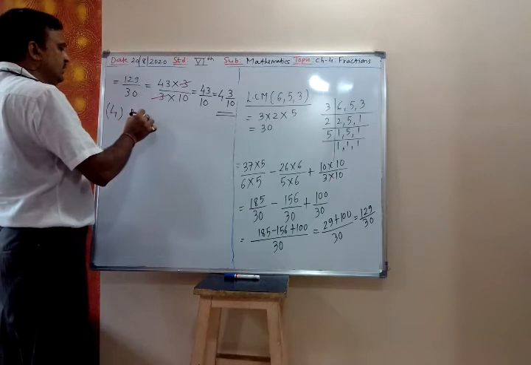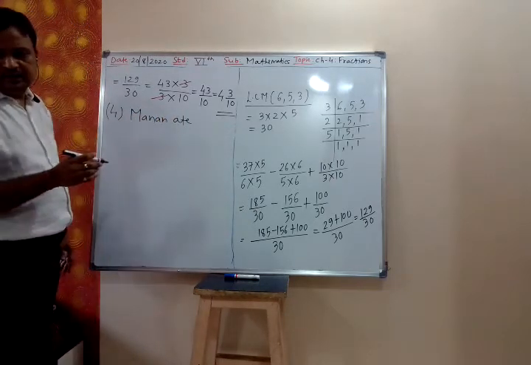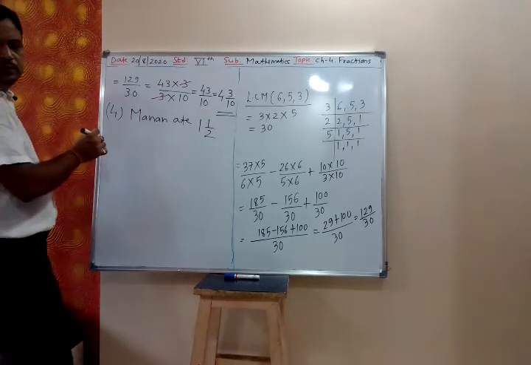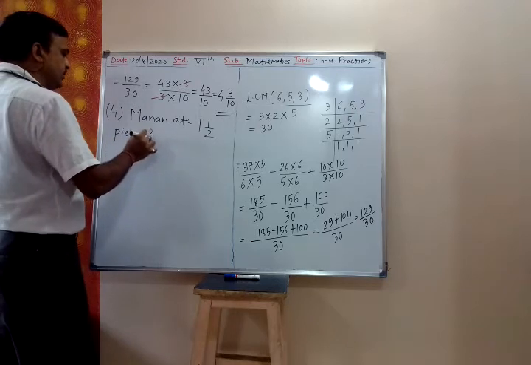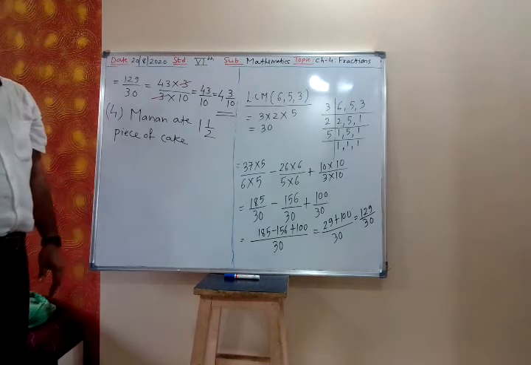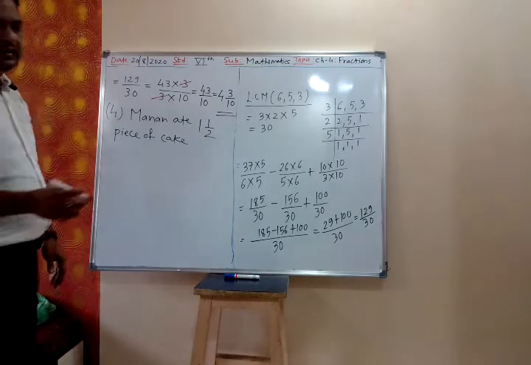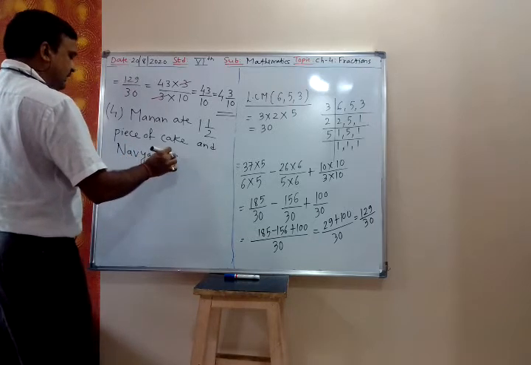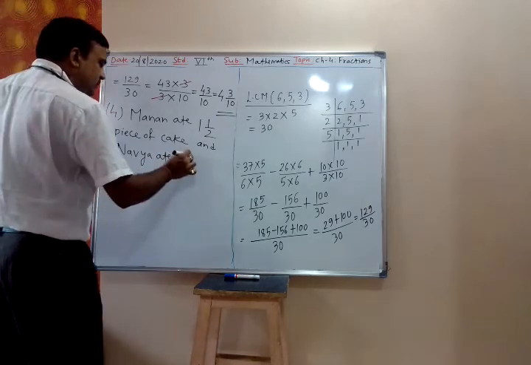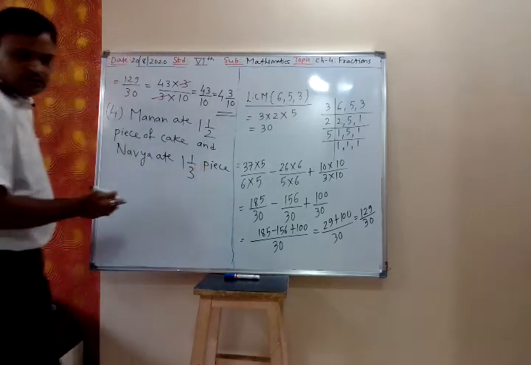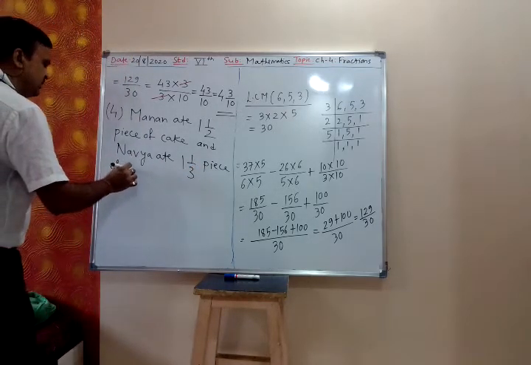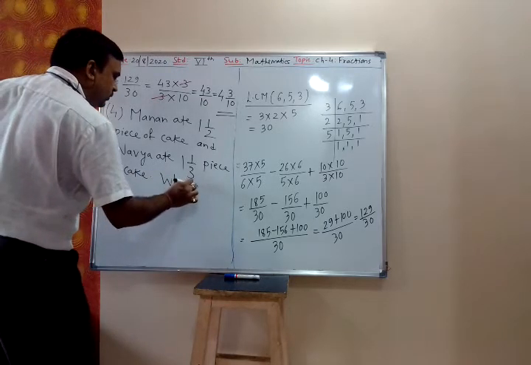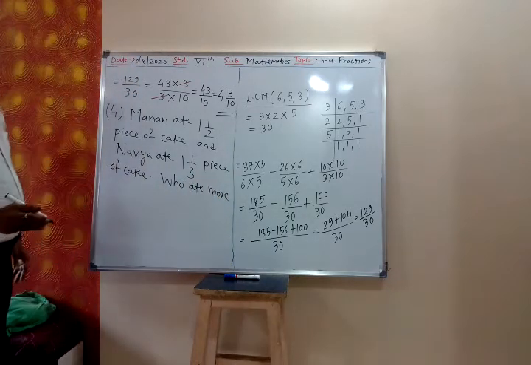Manan ate 1 and 1 by 2 piece of cake. Write the question. Manan ate 1 and 1 by 2 piece of cake, and Navya ate 1 and 1 by 3 piece of cake. Who ate more? And how much more?